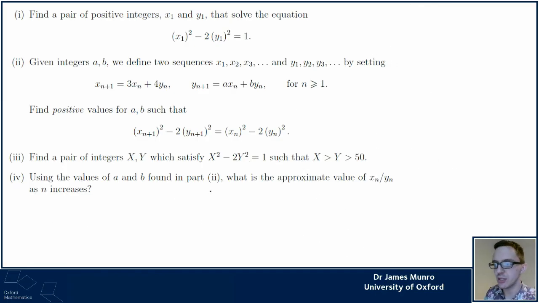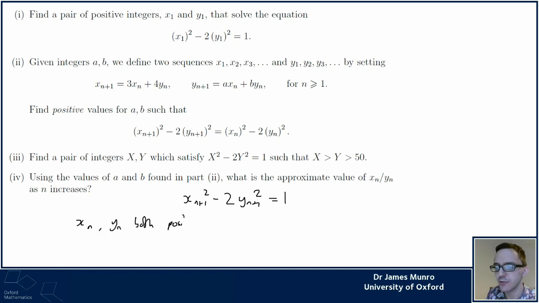Final part of this question, using values of a and b found in part 2, so we're generating this new series of numbers that satisfy x squared minus 2y squared. This is going to be true again and again and again for all the new values of x and y that we calculate. What's the approximate value of xn over yn as n increases? So xn and yn are both positive, and they get really large.